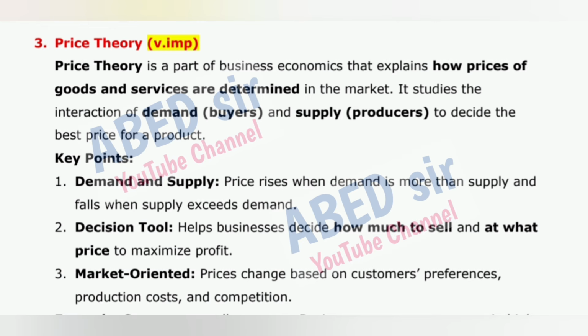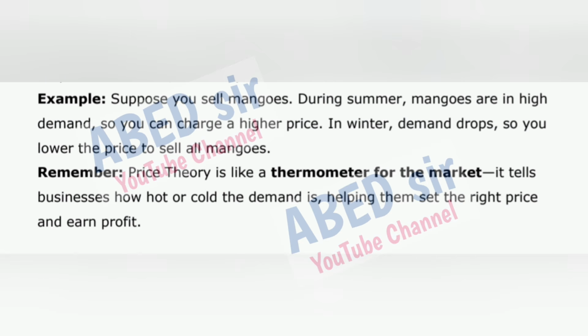2. Decision tool. Helps businesses decide how much to sell and at what price to maximize profit. 3. Market-oriented. Prices change based on customers' preferences, production costs, and competition. Example, suppose you sell mangoes. During summer, mangoes are in high demand, so you can charge a higher price. In winter, demand drops, so you lower the price to sell all mangoes.